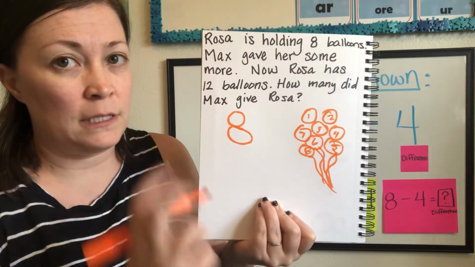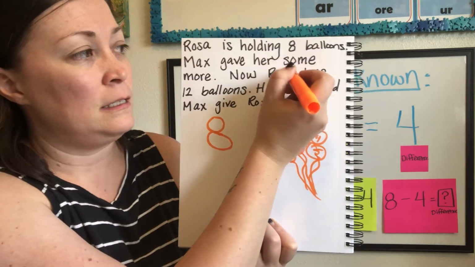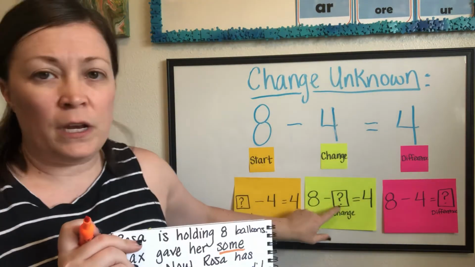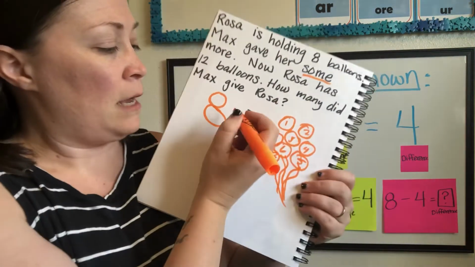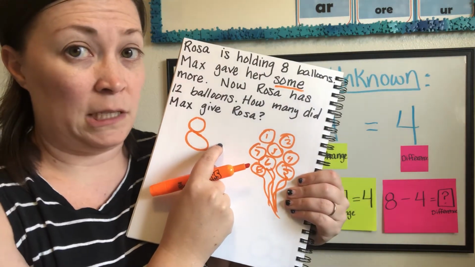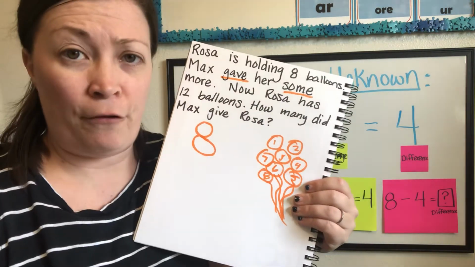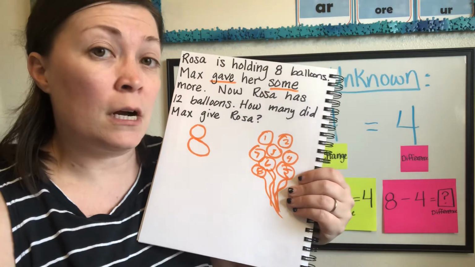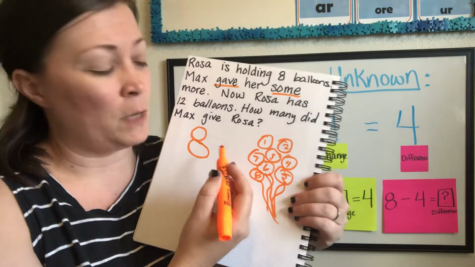Okay, we're going to move to the second part of the question. Max gave her some more. And that word some tells us we don't know. We don't know what he gave her. We have to figure that out. So in my equation, I'm going to put that box that tells me I don't know. But first, I need to look at this word gave. If somebody is giving you something and you're going to have some more, what do you think? Do I need a plus or a minus right here? You're so smart. I need a plus sign.